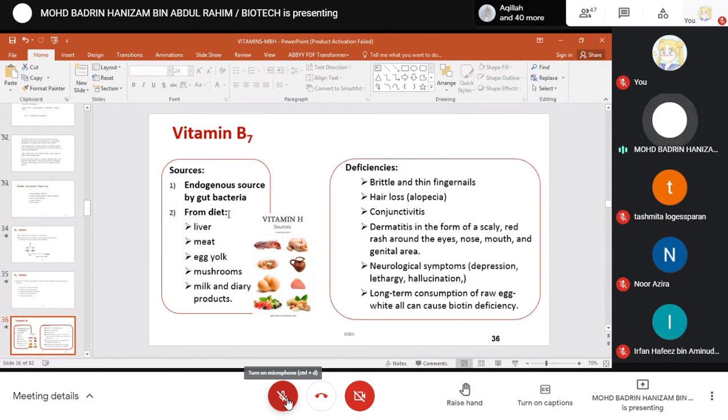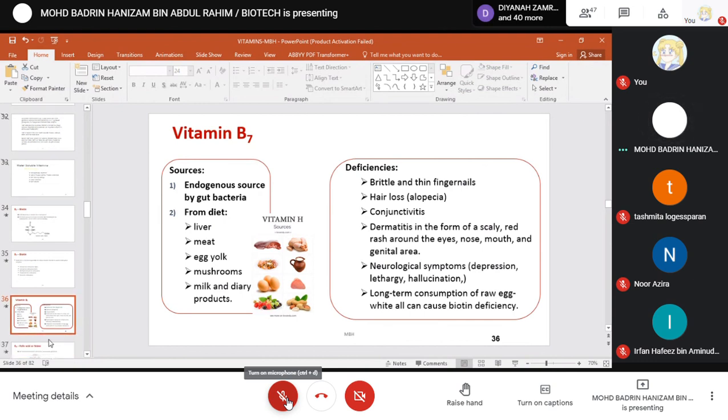Apart from that, sources of biotin are liver, meat, egg yolk, mushroom, milk, and dairy products. Deficiency causes brittle, thin fingernails, hair loss, conjunctivitis, dermatitis, and neurological symptoms, again the same as with vitamin B6. Long-term consumption of raw egg can also cause vitamin deficiency.